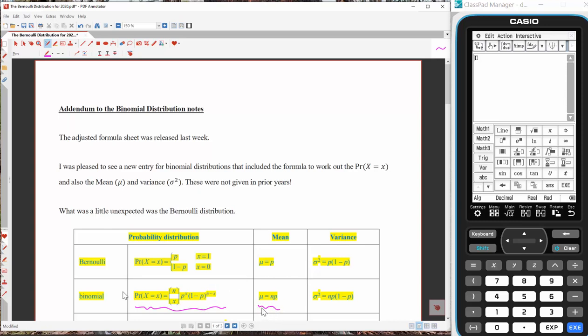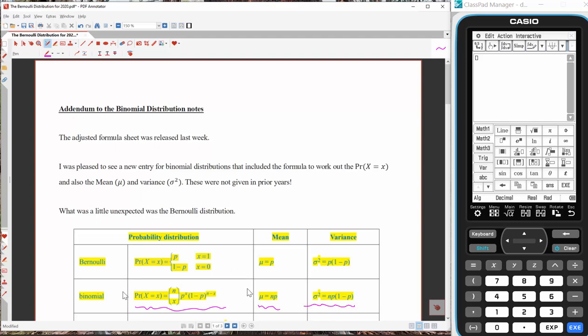And recall that the mean is equal to the number of trials multiplied by the probability of success, and sigma squared was equal to the probability of success multiplied by the probability of failure multiplied by the number of trials. So yeah, it was good. It's good to see that one.